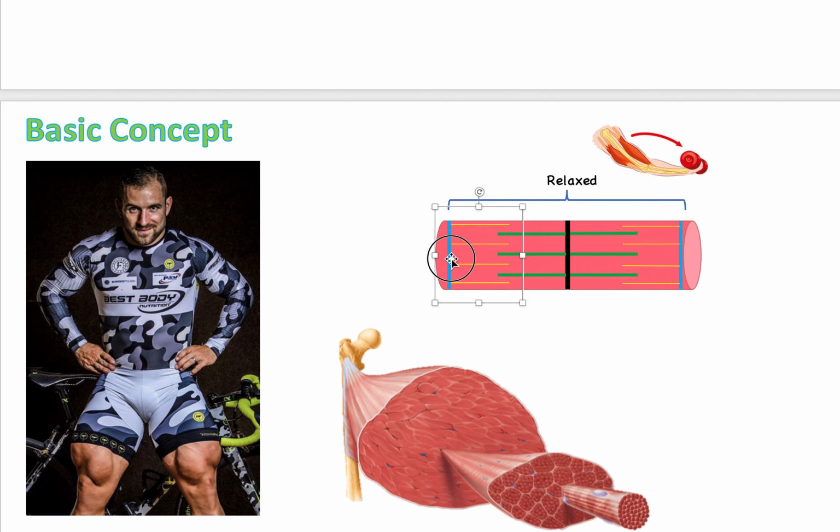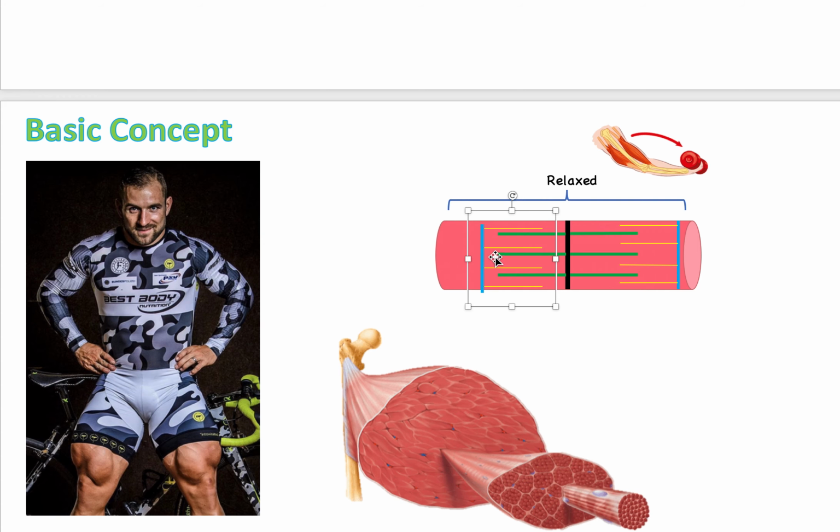When you contract, right, what happened to the dark band? It stayed exactly the same. It's still from here to here. So the dark band doesn't change shape. Now what happened to the light band? So here we're relaxed. So this is the light band wherever there's no green, wherever there's no myosin. When you contract, it gets smaller, right?